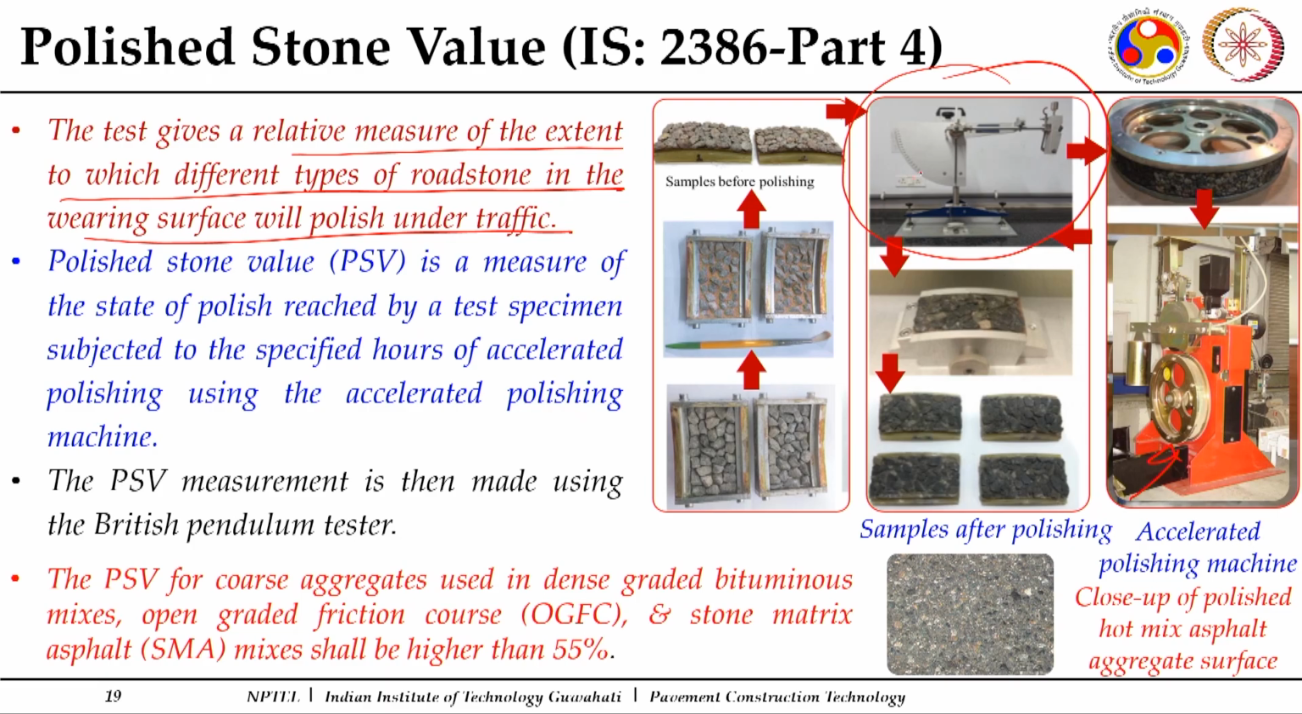So this friction, related to the abrasive action or polishing of these aggregates, is measured through this British pendulum tester, or we can call it a pendulum tester, and there are readings given for it. It says that for aggregates which need to have good polishing resistance, the polished stone value should be more than 55%.